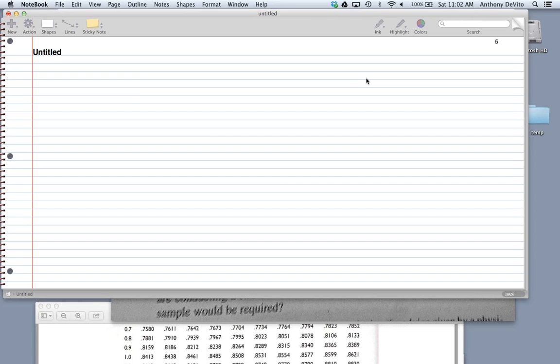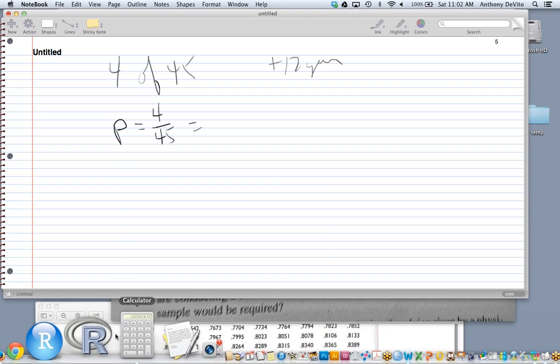Okay. So 4, if I remember correctly, 4 out of 45 mothers had more than 12 years of education. Okay, 4 out of 45. So in our sample, our proportion of mothers that had more than 12 years of education is 4 out of 45. Okay, that's our sample. So now, what does that represent? Let's see what that value is. It's going to be about 10%, right? So I'm going to actually calculate it.